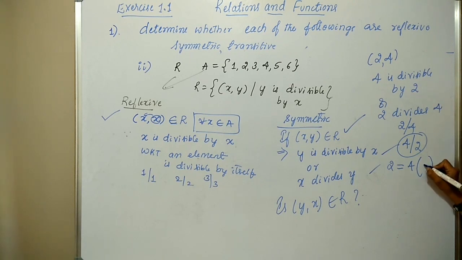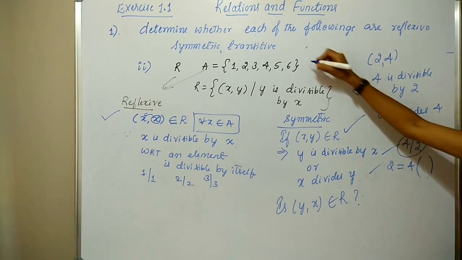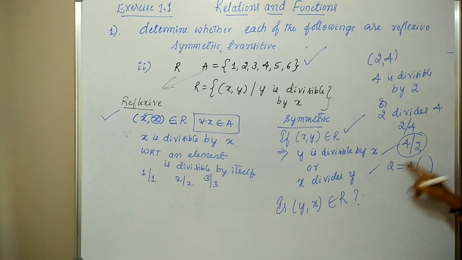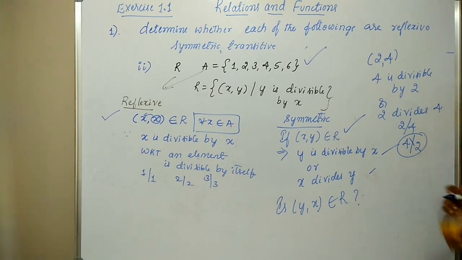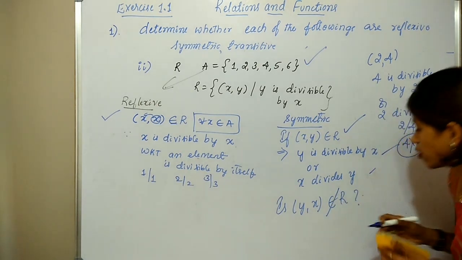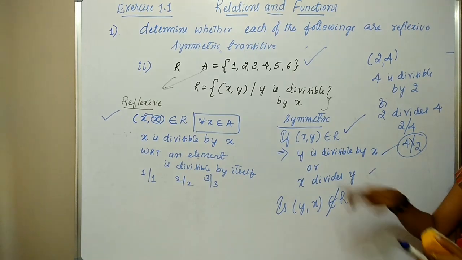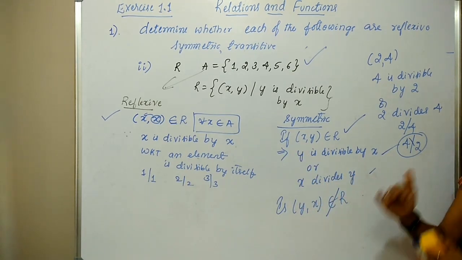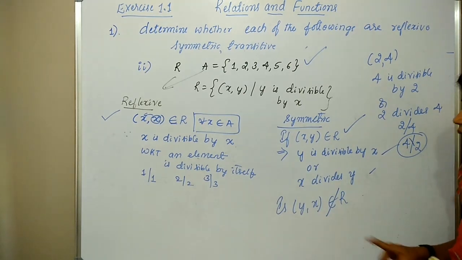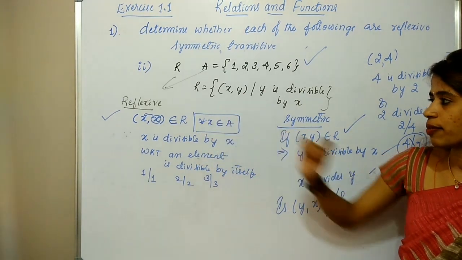So here we don't have such a number. If I take 1 by 2, then it's possible. So we don't have that number in A. Therefore, 4 does not divide 2. 2 divides 4, but 4 does not divide 2. So (y, x) does not belong to R. If x divides y, then y does not divide x. So it is not symmetric.